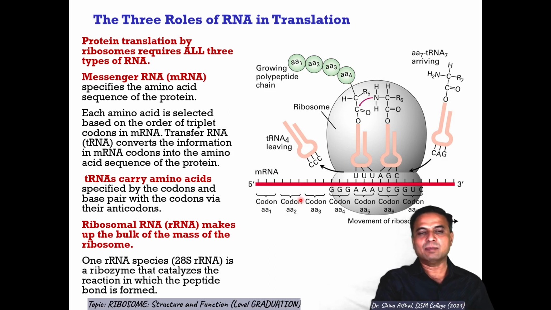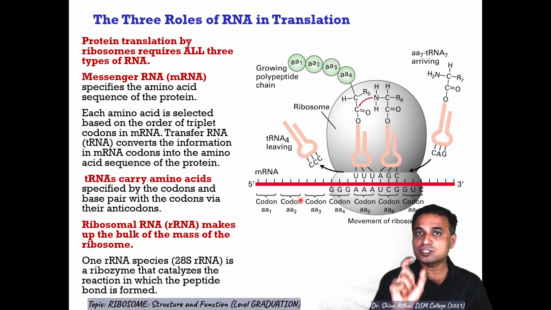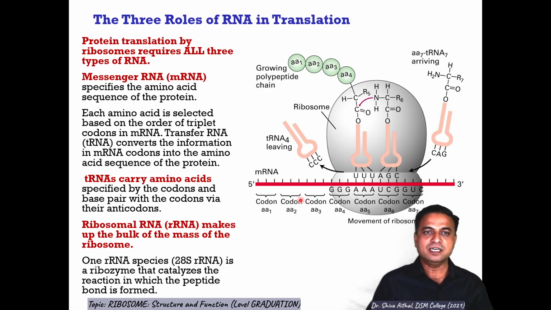So tRNAs carry amino acids specified by codons and base pair with the codons via their anticodon sites. This all takes place on the messenger RNA, which specifies which amino acid has to be brought. The sequence of nucleotides on the mRNA determines the sequence of amino acids in the protein. Each amino acid is selected based upon the order of the triplet codons in the mRNA. We have seen this in the characteristic features of the genetic code. If you have to explain the genetic code, that is nothing but the mRNA.